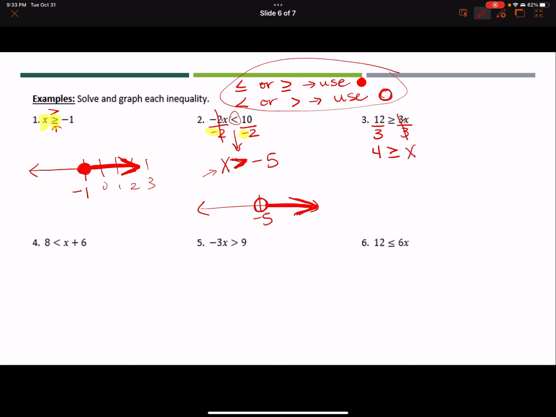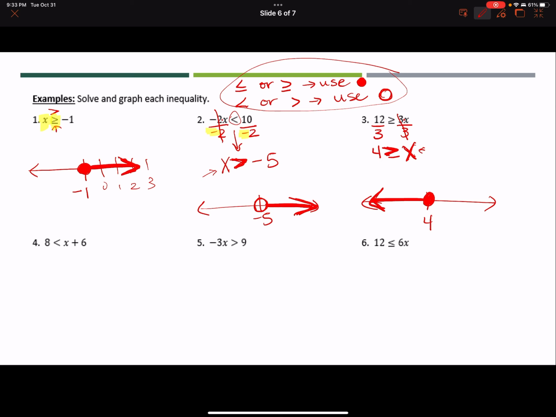Now, when I go to graph, I'm going to start at 4 on my number line. But here's the thing. Notice that the x is now on the right-hand side of the inequality. So I cannot shade the way the arrow is pointing. I'm going to actually shade in the opposite direction. So I'm going to shade this way. And my 4 gets a closed circle because it has the or equal to part. So I'm shading over to the left.